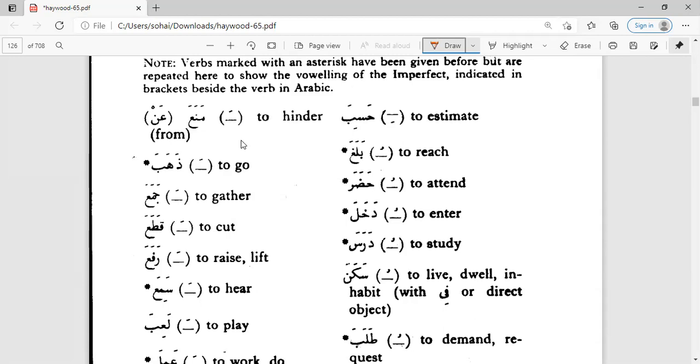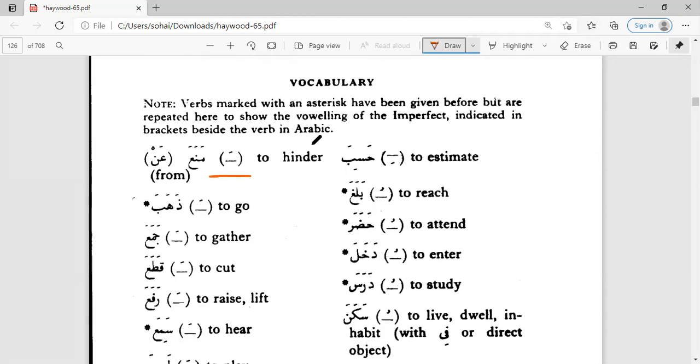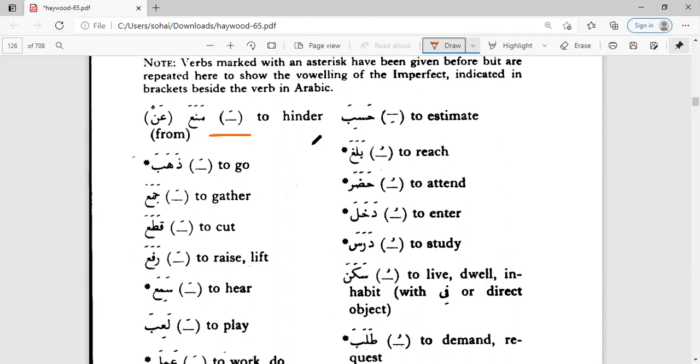So vocabulary is mana'a yamna'u. See, this is with fatha here. So when he says fatha, it means the second radical will be like that. Yamna'u. Does that make sense, or do you need to write it down? Zahaba yazhabu. Again, it tells you in the bracket. It tells you the imperfect vowel for the second radical.